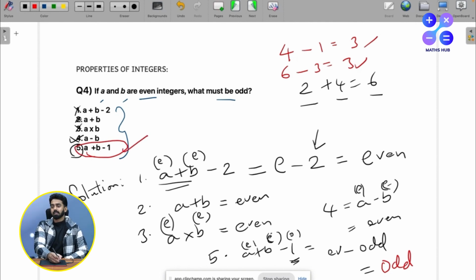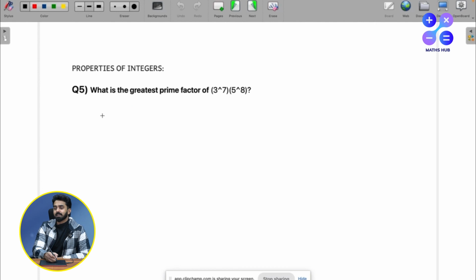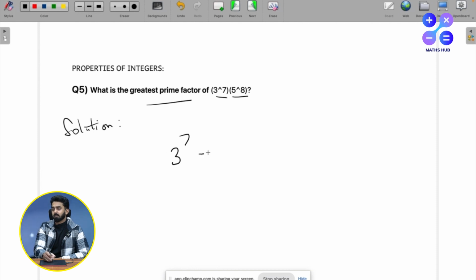Great. Let's go to the next question. So here's the question number 5. What is the greatest prime factor of 3 power 7 into 5 power 8? Greatest prime factor. So 3 to the power 7, what exactly do we mean by that? So it is 3 7 times, right?